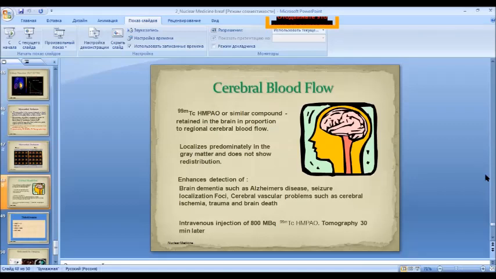Cerebral blood flow is studied with the same technetium combined with another special molecule, or a similar compound retained in the brain in proportion to regional cerebral blood flow. It allows us to detect pathologies predominantly in gray matter and doesn't show redistribution.